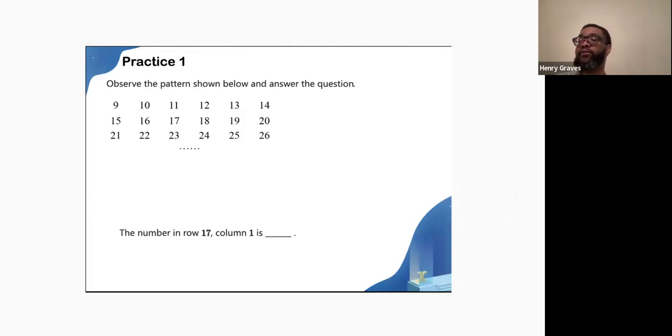Hi guys, my name is Mr. Graves. I am going to show you guys how to solve this problem about the pattern shown below, and to answer the question: the number in row 17 and column 1 is blank.